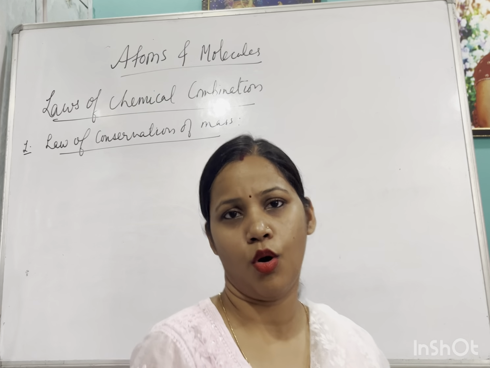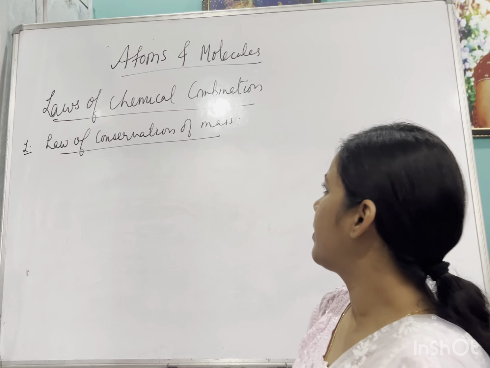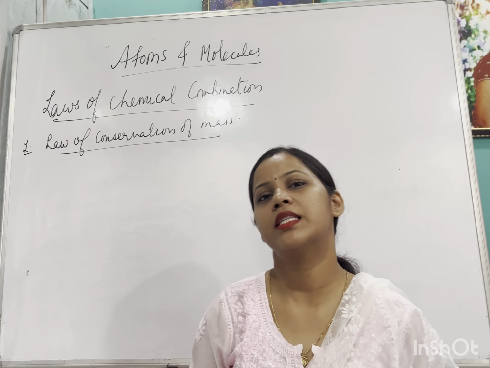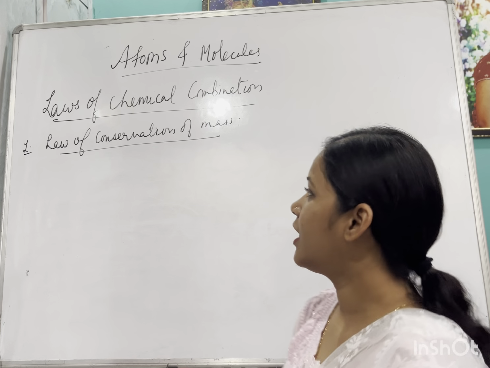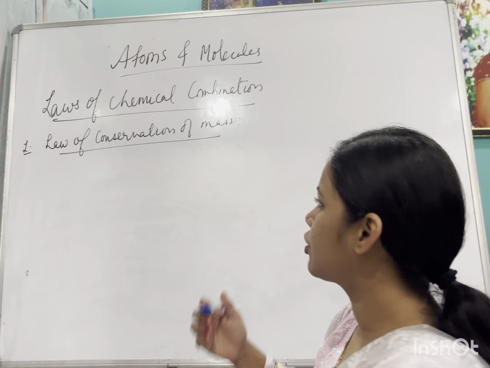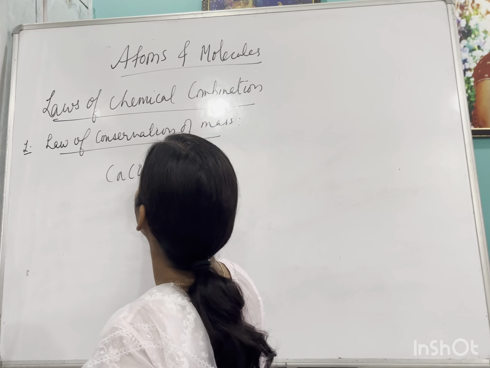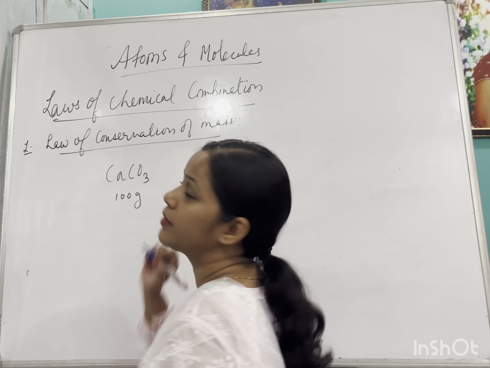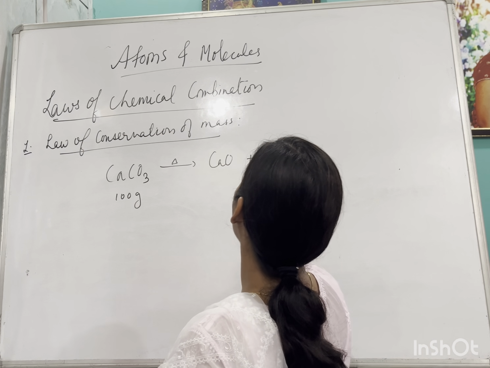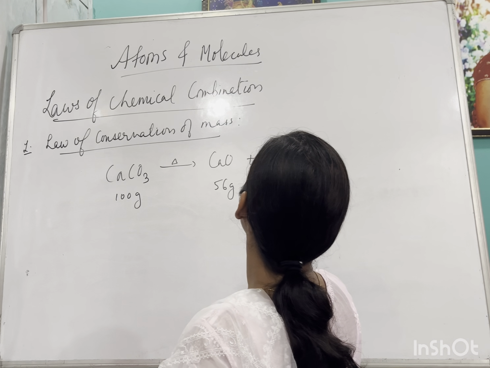According to this law, during a chemical reaction or a chemical process, the total mass of the reactants remains equal to the total mass of the products. Suppose I give you an example. Let us take the decomposition of calcium carbonate. Suppose I have taken 100 gram of calcium carbonate, and if you decompose it, we will get calcium oxide and carbon dioxide. It will be around 56 gram, and this is 44 gram.